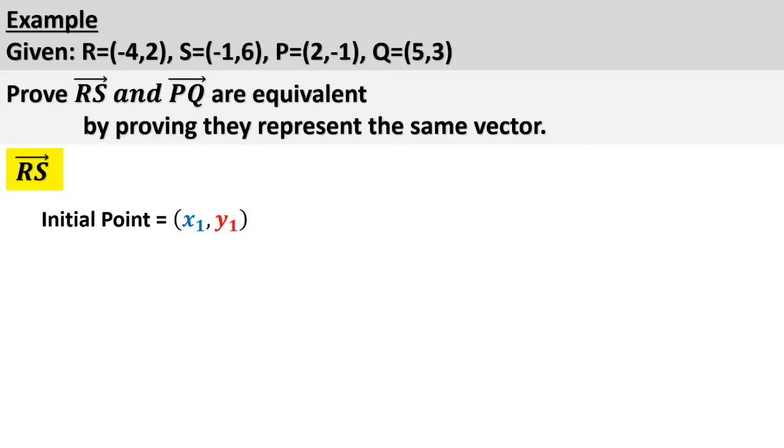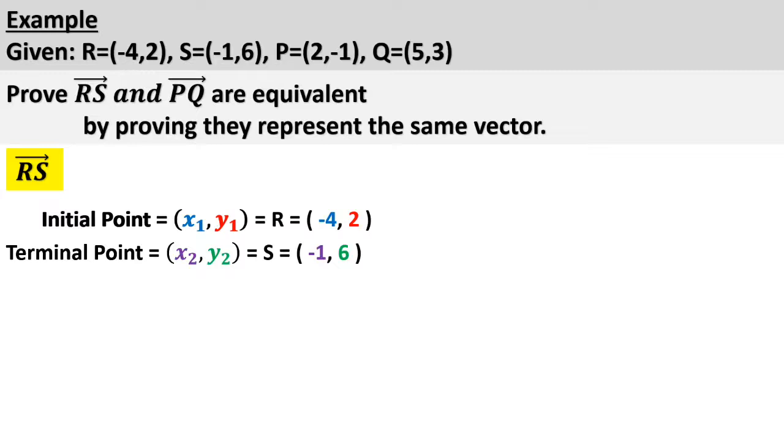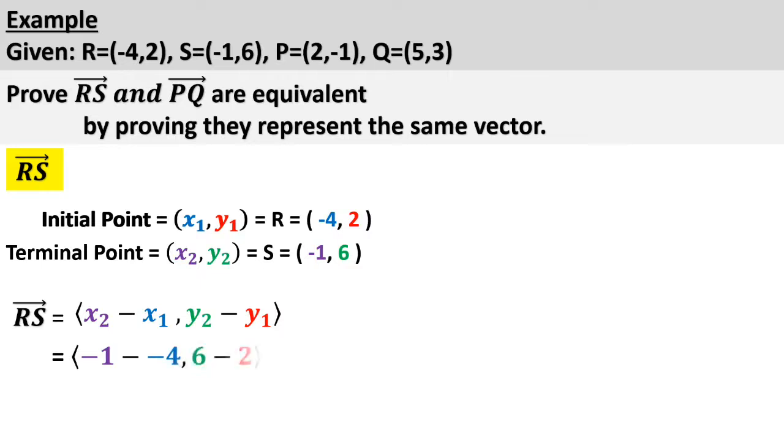The initial point is r, so x sub 1 is -4 and y sub 1 is 2. The terminal point is s, so x sub 2 is -1 and y sub 2 is 6. Using the formula to find vector rs, we substitute the values and simplify. Vector rs is 3, 4.